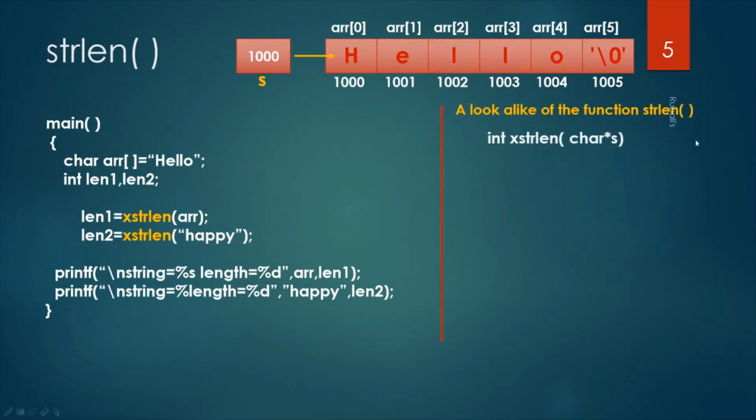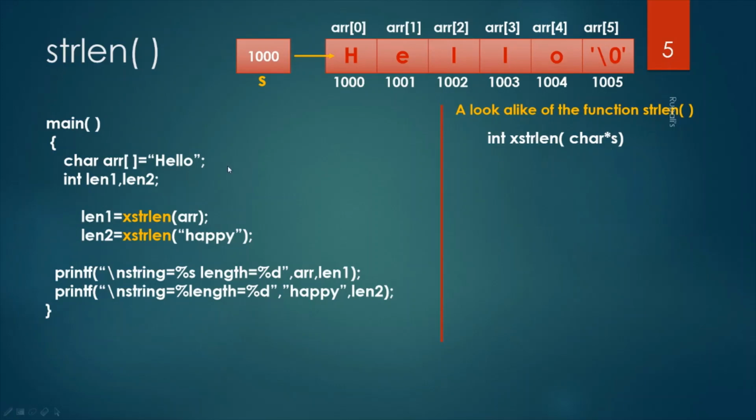Now see what I have to pass. What will be the argument? Argument is arr. Arr means the base address of this hello string or the base address of this happy string. So base address means address of what? Address of a character, because it is a string, it is a character array. So you have to write char *s. Char *s means s can hold an address of a character. So you have to pass char *s as the argument.